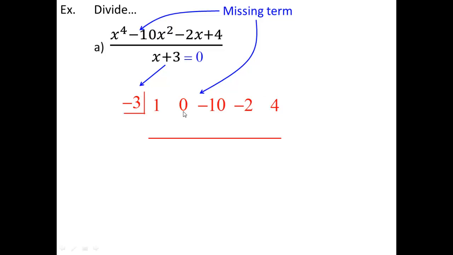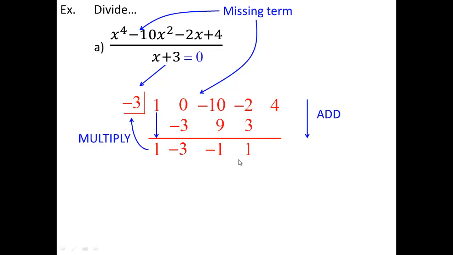Now we can just follow our synthetic division algorithm. We start by taking that first term and just dropping it down. So we have a 1 to start with, and then multiply. Put the -3 here, and then instead of subtracting, we are going to add vertically. So 0 plus -3 gives us -3. Multiply, we get 9. Add, we get -1. Multiply, we get 3. Add, we get +1. Multiply, we get -3. Add, we get +1. And remember that last digit represents your remainder.